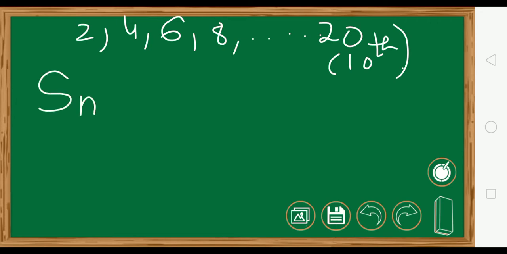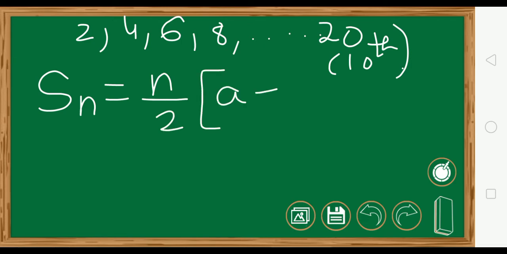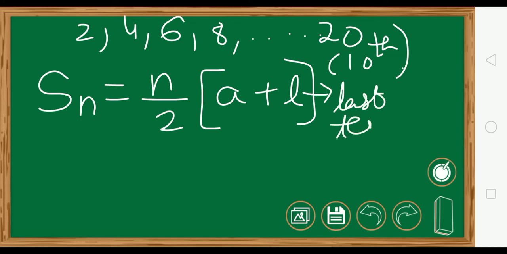Then directly I can write Sn is equal to n upon 2 (a plus l), where l means the last term and a means the first term. Means if you are told to add the first 20 terms and you know the 20th term, if you are told to add the first 30 terms and you know the 30th term, then this method you can use.